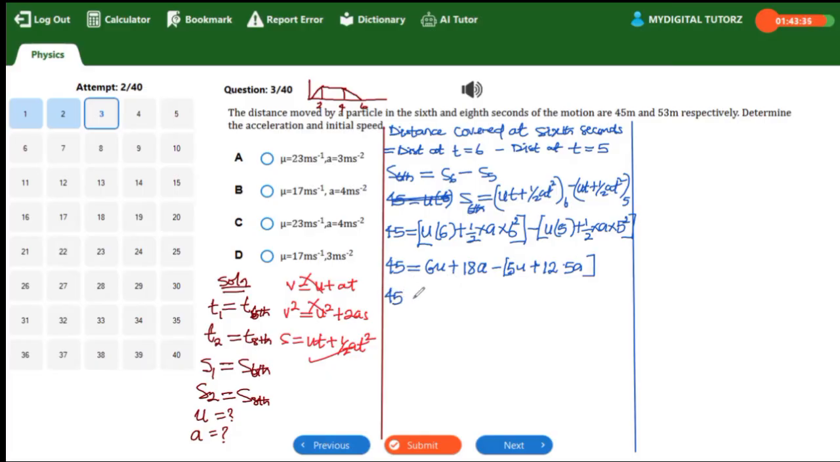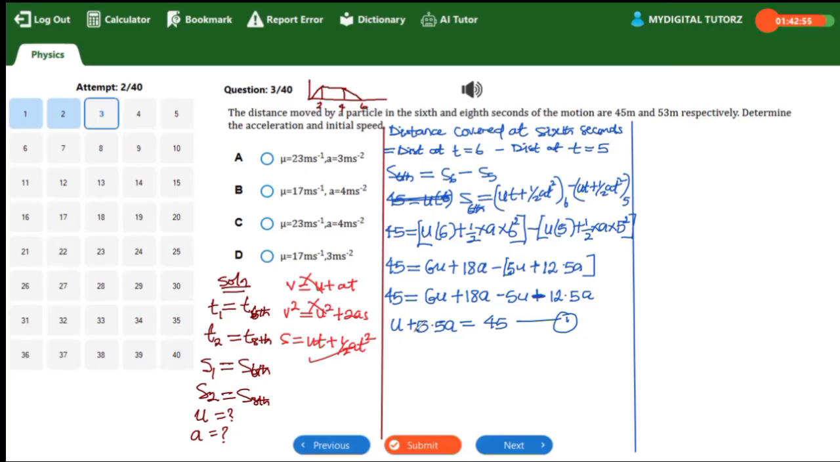I have 45 equal to 6U plus 18A, then minus 5U, right? Minus 12.5A. So now I can collect the like terms here. 6U minus 5U, I will have U. Then 18A minus 12.5A will give us 5.5A. All is equal to 45. Equation 1. Are we together?